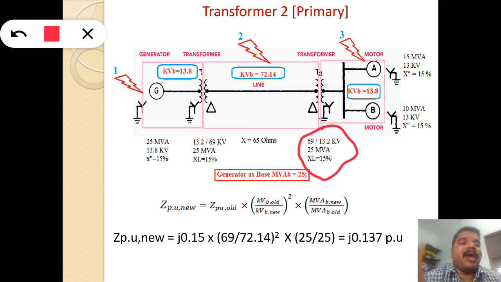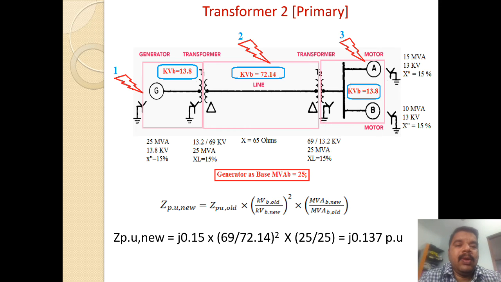I consider the transformer T2 primary. What is the primary voltage? It is 69, so the kVb old value is 69. Then divided by kVb new. Which section are we considering? Transformer T2 primary is under section 2, and the value is 72.14. So kVb old divided by kVb new, squared, into MVAb new. What is the MVAb new value? Throughout the problem it will be the same: 25, divided by MVAb old. So for that particular problem, the value is 25.